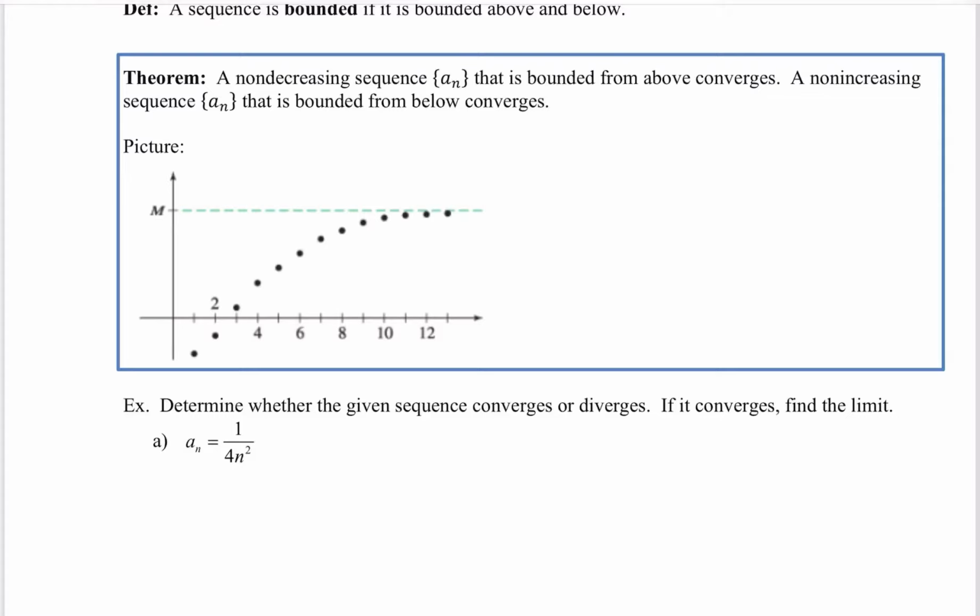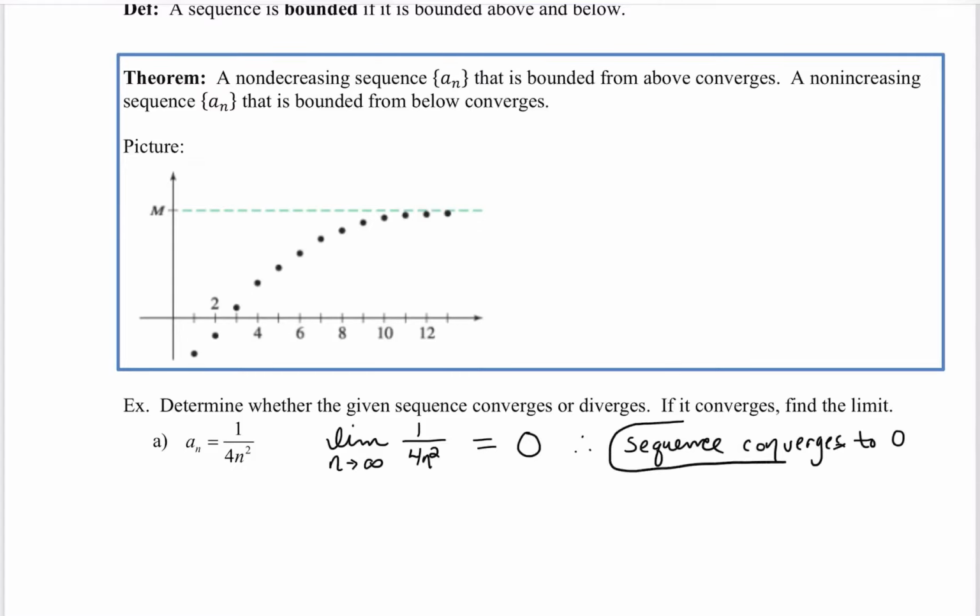So our first sequence here is 1 over 4n squared. Your first instinct should be to just look at the limit as n goes to infinity. If I look at the limit as n goes to infinity of this sequence, 1 over 4n squared, that goes to 0. And so therefore, we would say that this sequence converges, and we found its limit. It converges to 0. That's the limit of the sequence. The sequence converges to 0. So there are a few ways we can say that.